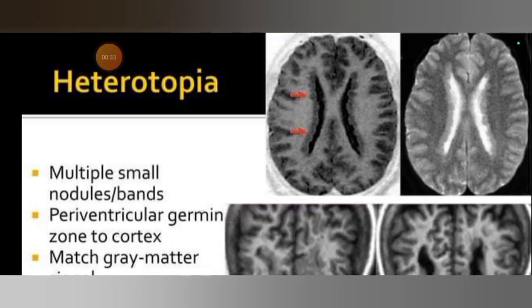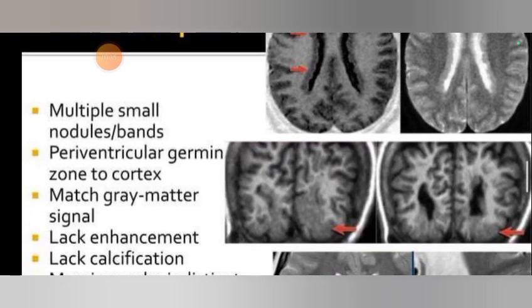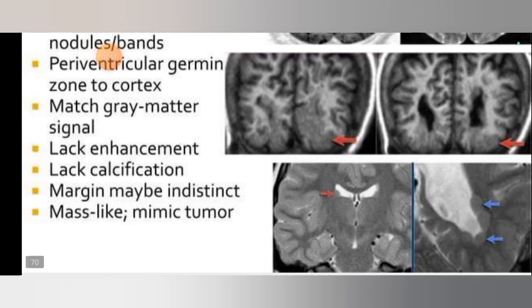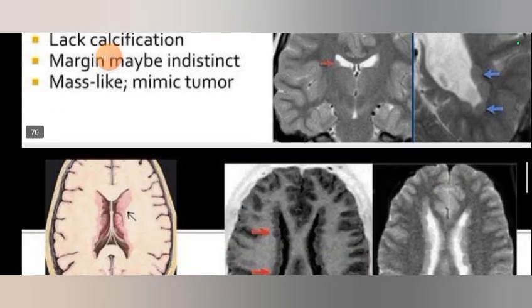These pictures show multiple small nodules and bands from the periventricular germinal zone to the cortex. They match gray matter signal, lack enhancement, and lack calcification. The margin may be indistinct and mass-like, mimicking tumor.